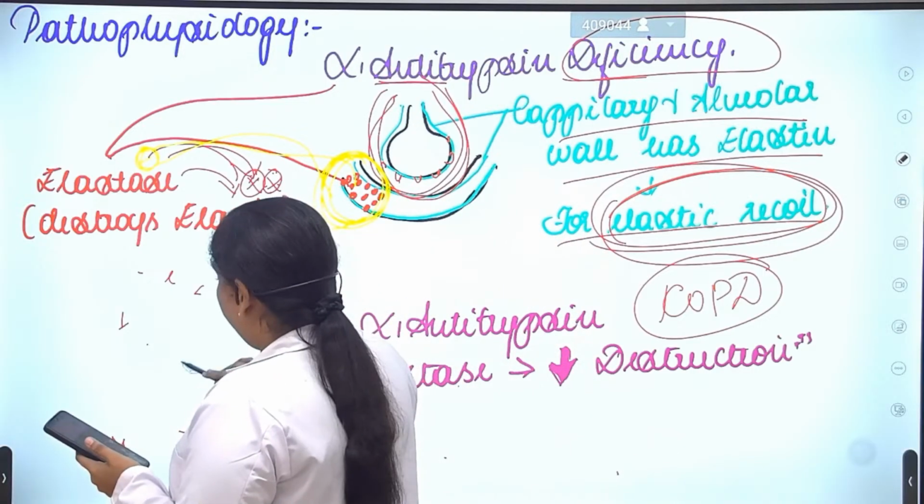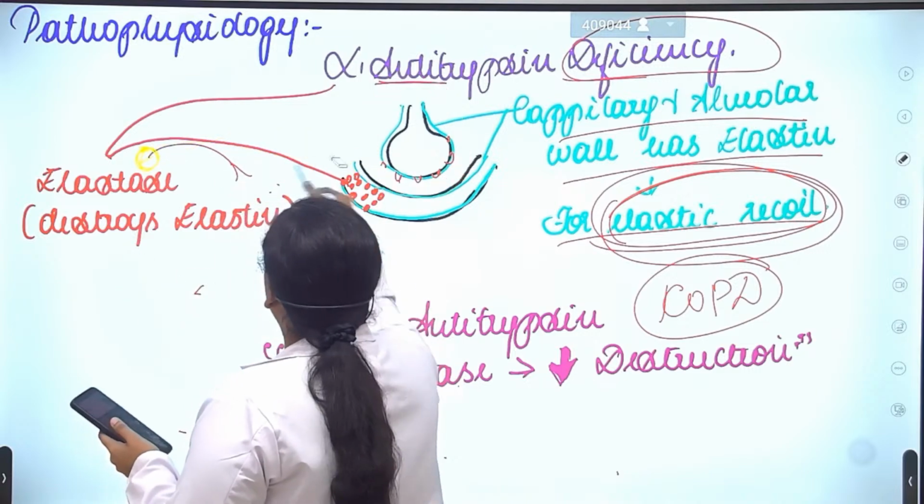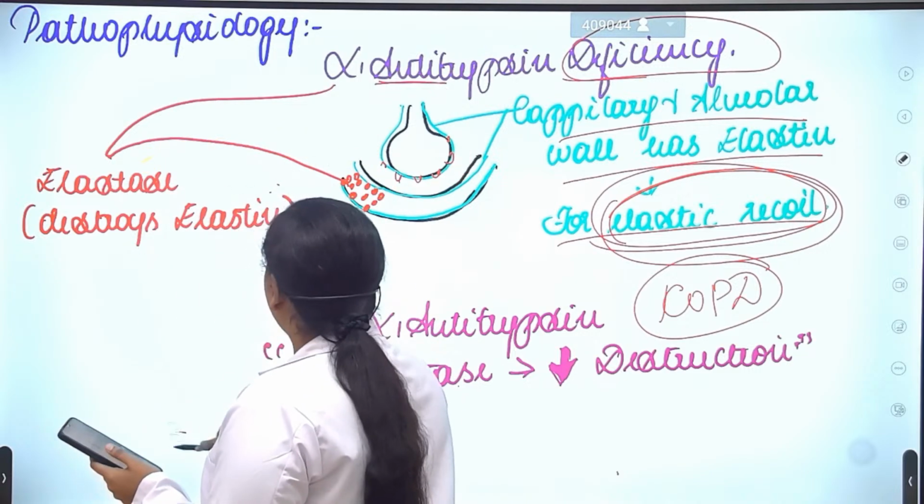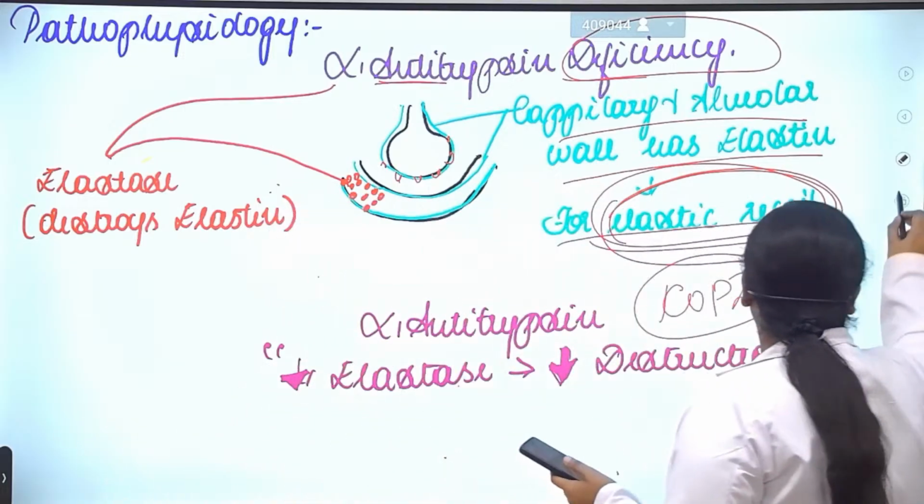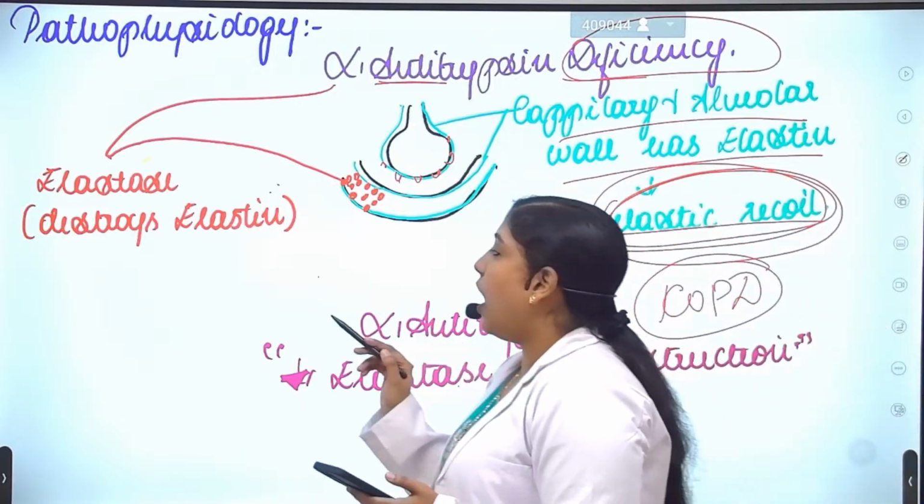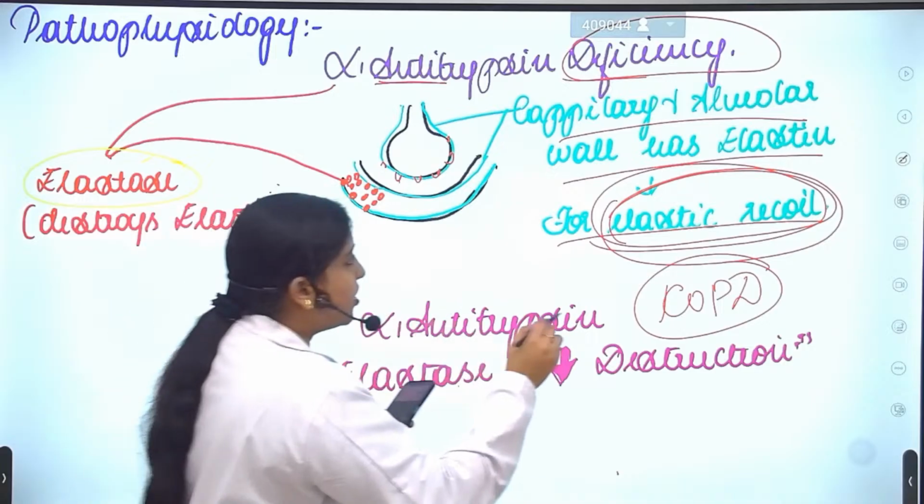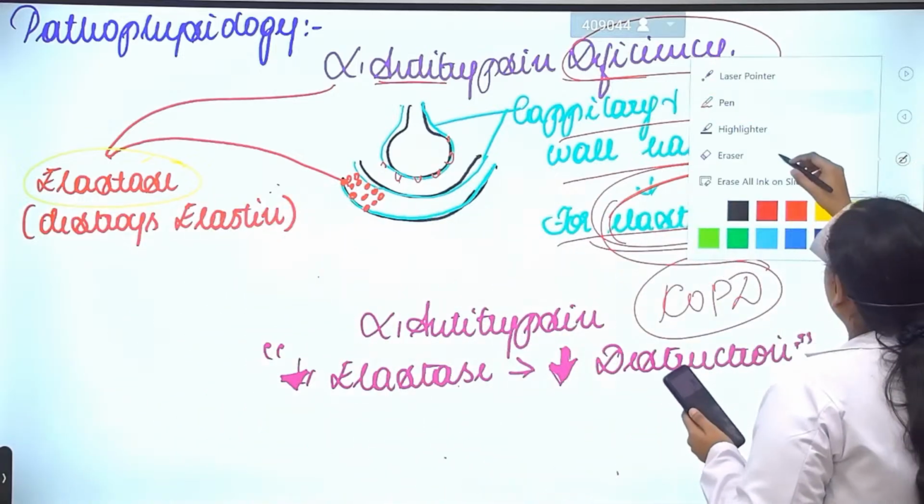Shall I repeat it one more? Yes. See, this will be the last. I'll repeat it one more time so that you will get clarity on why alpha-1 antitrypsin is involved in this. First and foremost, you have to remember elastase. Elastase is a negative component.